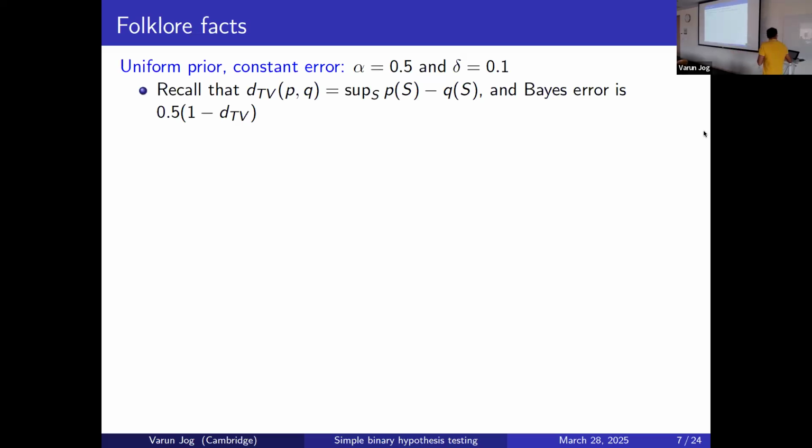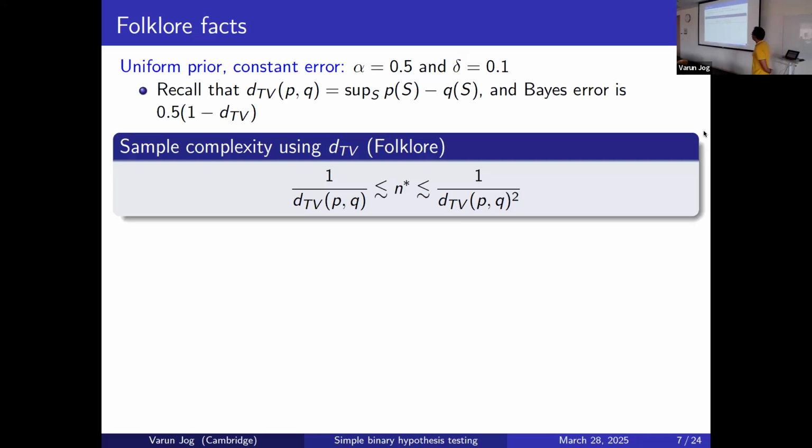Okay, so that's the formula that we need, and you can use some standard results to show that this sample complexity that we are worried about is captured by D_TV in terms of lower and upper bound. So it is lower bounded by 1 over D_TV up to constants, and upper bounded by 1 over D_TV squared. And the problem, of course, with these bounds is that they are not tight up to constants, because they can be different by a factor of 1 over D_TV, which can be arbitrarily big.